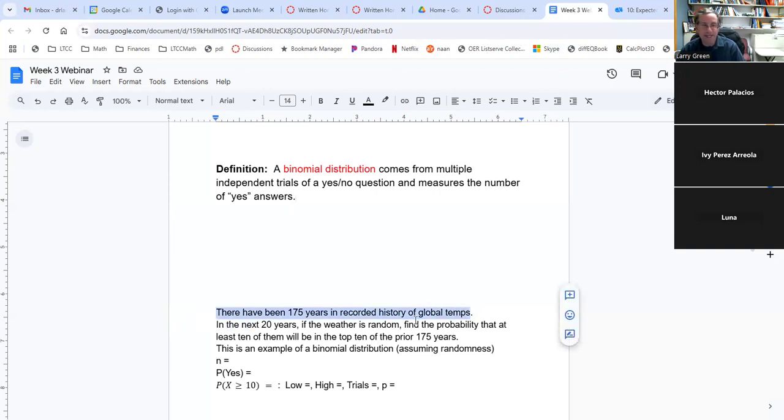Okay. And I actually found it in three places. One was Wikipedia, by the way. 175 years, they have been recording the average global temperature for each of those years. Okay. In the next 20 years, if weather is random, find the probability that at least 10 of them will be in the top 10 of the prior 175 years. Any questions on the question?